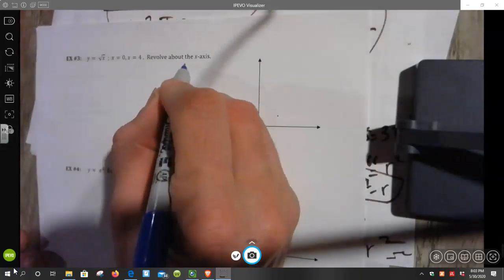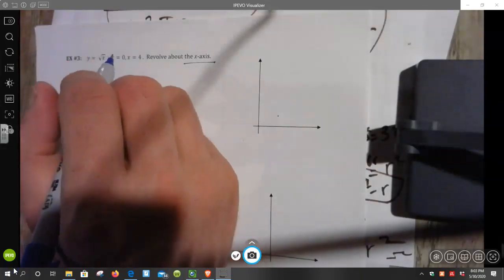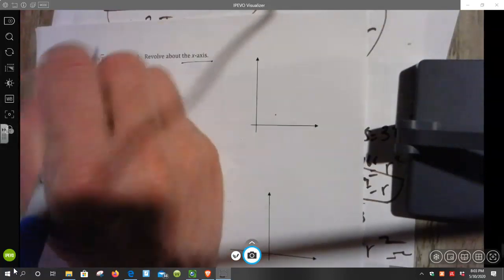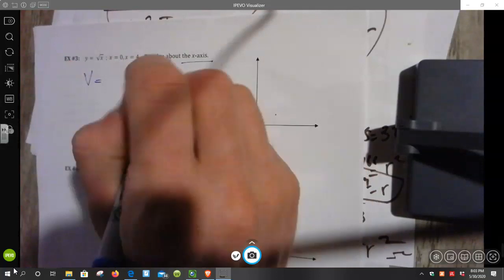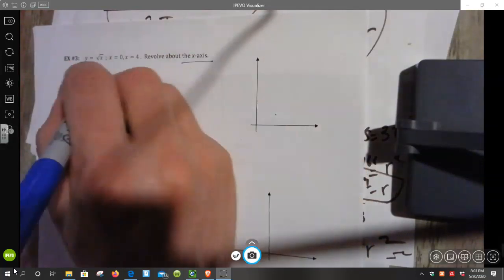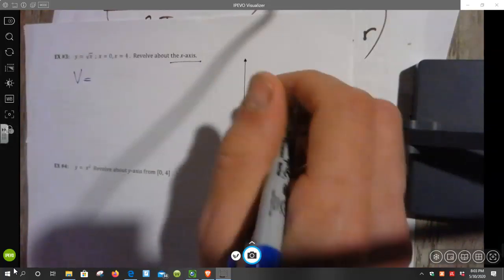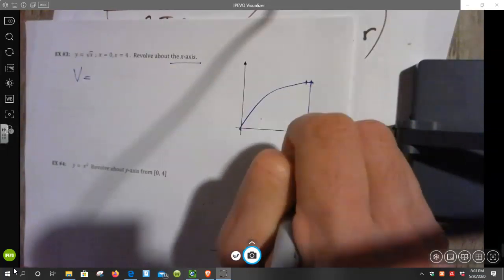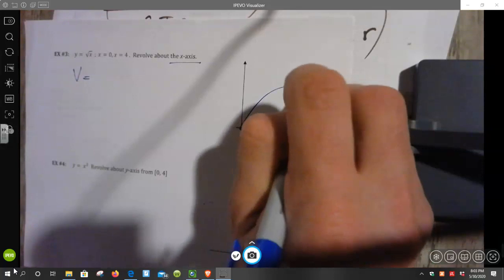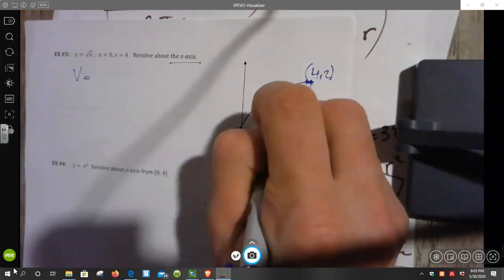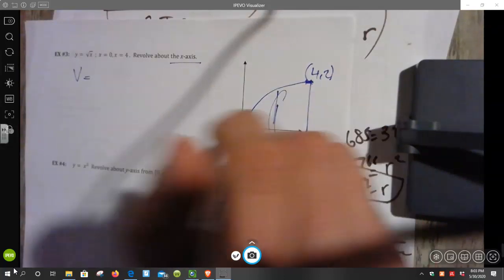Since we're going around the x-axis, we're going to be in terms of x. So our volume of that disk. It's y equals the square root of x, so you're going to have this function out here like this, approximately. And x equals 4, so we have this line coming down here. This is going to be the point 4, 2. And we're going around the x-axis, so it's in terms of x.